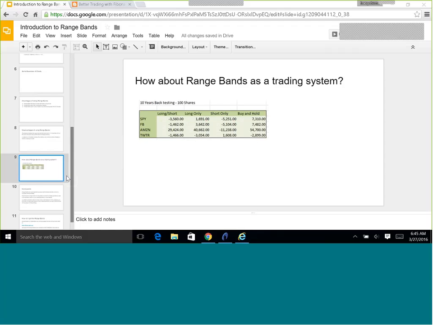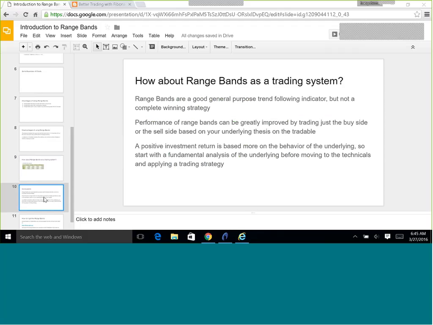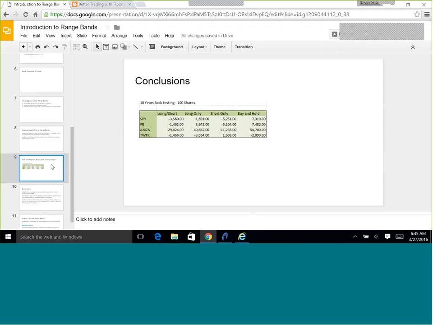So what's really the conclusion here? The conclusion I find is that the range bands are a good general purpose trend following indicator, but they're not a universal trading strategy that can be applied. You can't just throw it on a chart and expect to make money. Performance of the system really is based on the performance of the underlying itself.